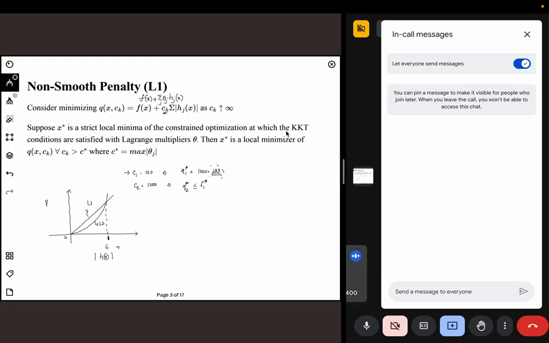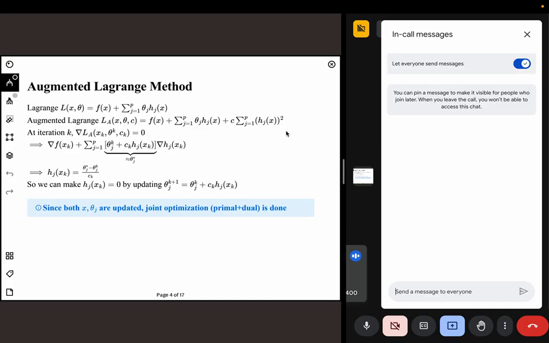Again, the problem here is that even the value of C, while lower than for the L2 penalty, may not always be low enough to be of practical use. So the next technique is something called the augmented Lagrange method.